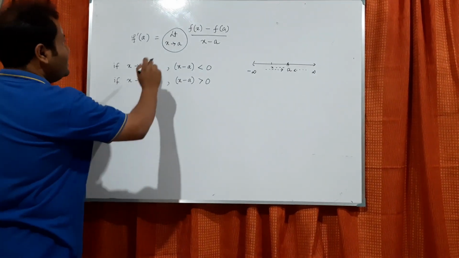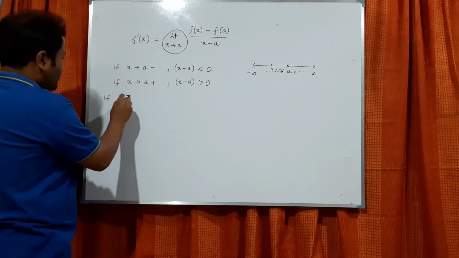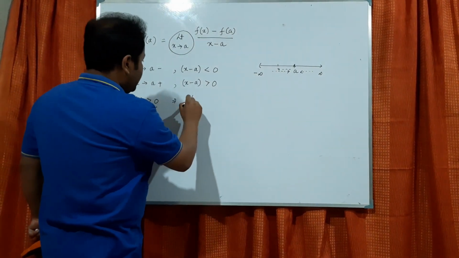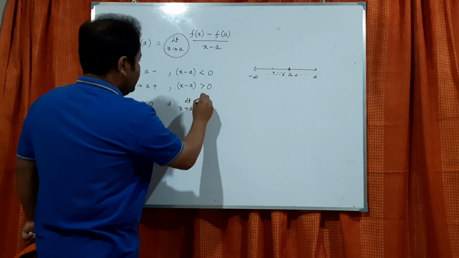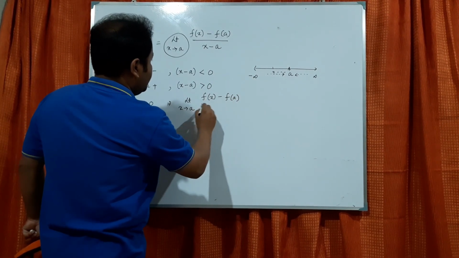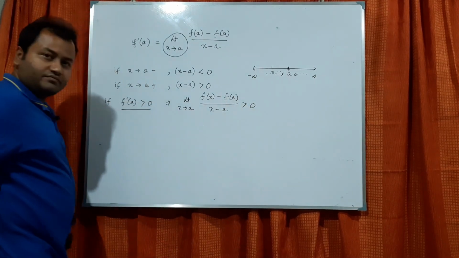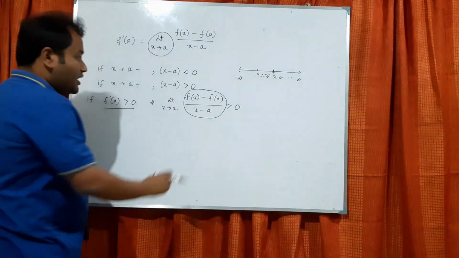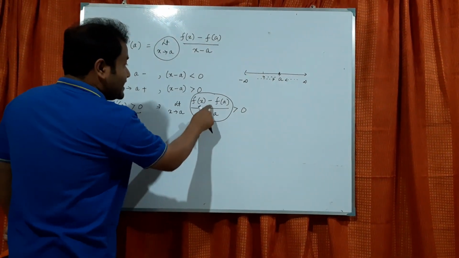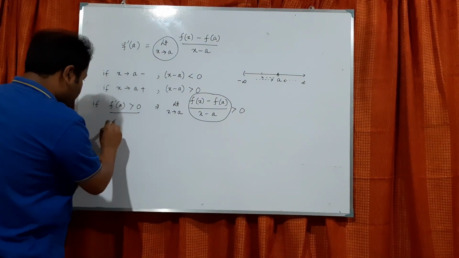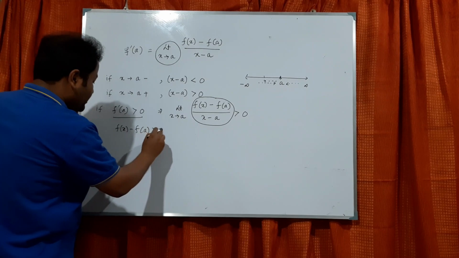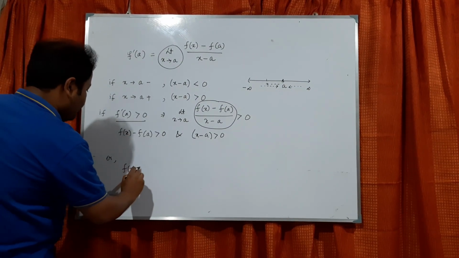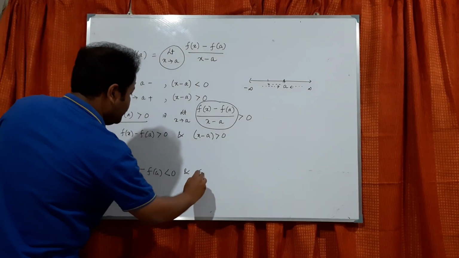Now if I say f dash a is greater than 0, what does that mean? That means limit x tends to a of f(x) minus f(a) by x minus a is greater than 0, because f dash a is this limit. That means this quantity will be positive. Now when will this quantity be positive? When both have the same sign. So either f(x) minus f(a) is positive and x minus a is positive, or f(x) minus f(a) is negative and x minus a is negative.